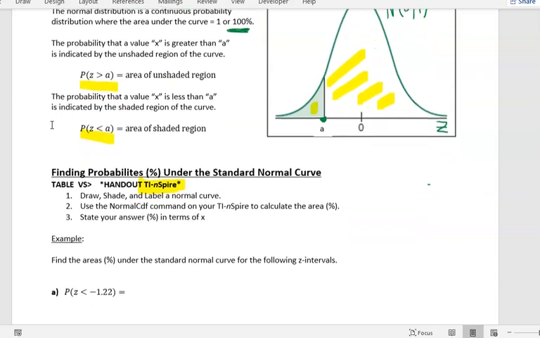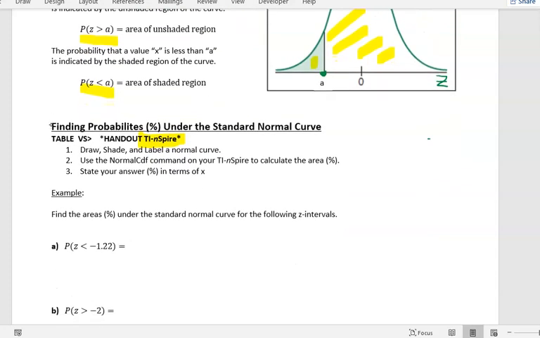All right, so here are going to be your steps. You are going to draw, shade, and label your normal curve. We'll talk about this more later, but that means every single time you are going to draw the normal curve out, you're going to label your variable here. This is going to be a z. For this section, you're going to write normal, mean of 0, standard deviation of 1, and then you are going to shade it. You are going to find your boundary that you're interested in, and you're going to shade one side or the other. Then we're going to use something called the NormCdf command on our calculator to calculate the area.